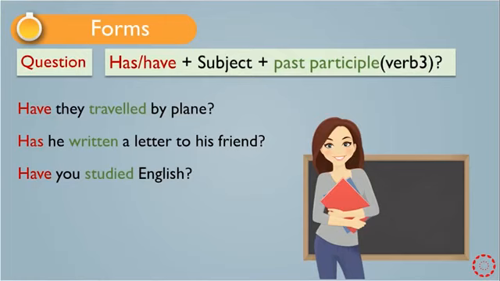And also, we can make the question form with WH question words, like we put the WH question words at the beginning before has and have. We can say, how long have you studied English? And also we can say, when have you studied English, or where have you studied English?